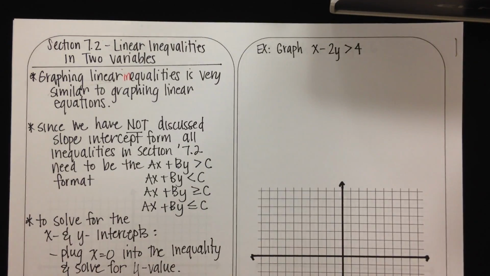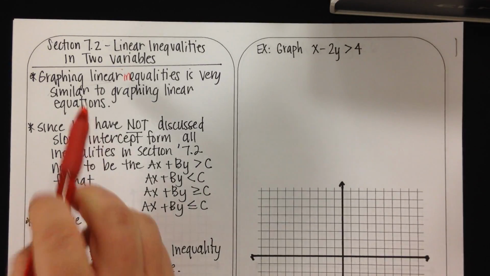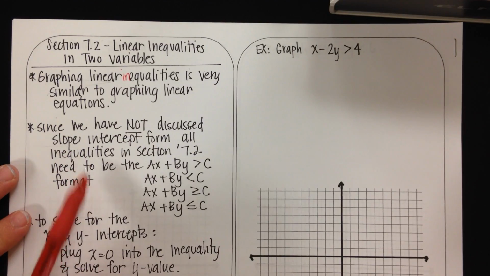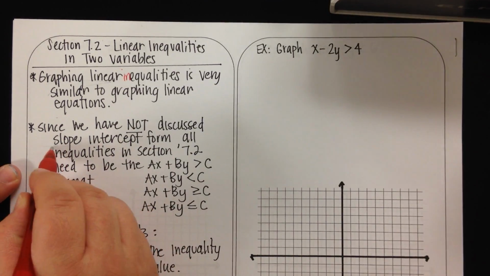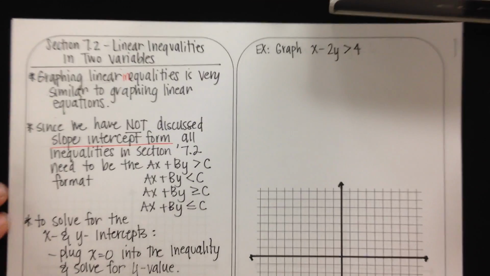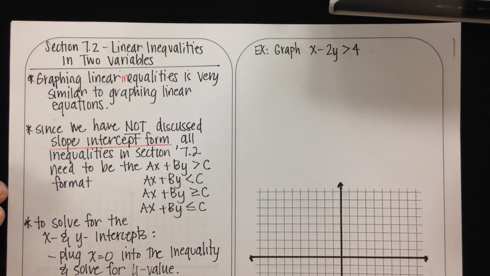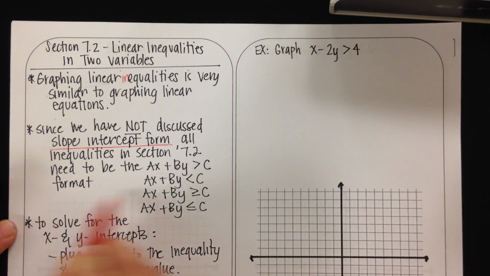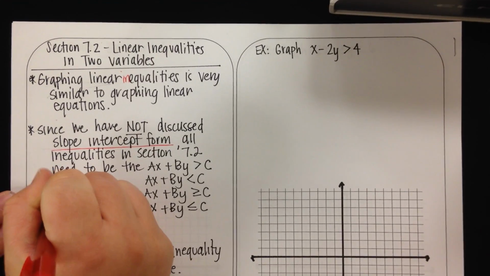Now, 7.2, like we said, is very similar to graphing equations. We have not discussed slope-intercept form. If you had Algebra 1 last year, or even in pre-algebra, you may know what slope-intercept form is. But at this point in this textbook, we have not covered slope-intercept form. So all inequalities from section 7.2, we're going to be referring to standard form.